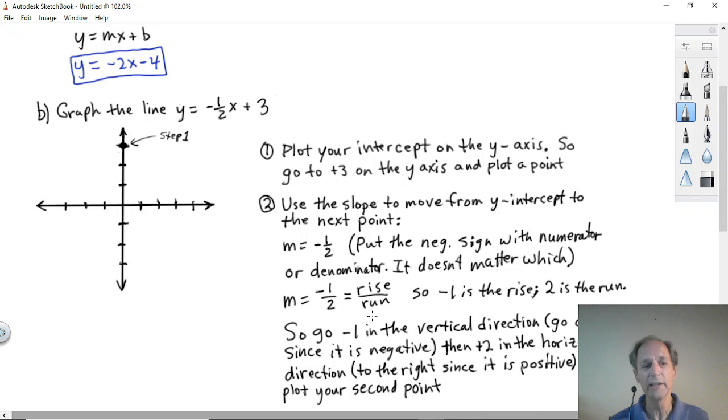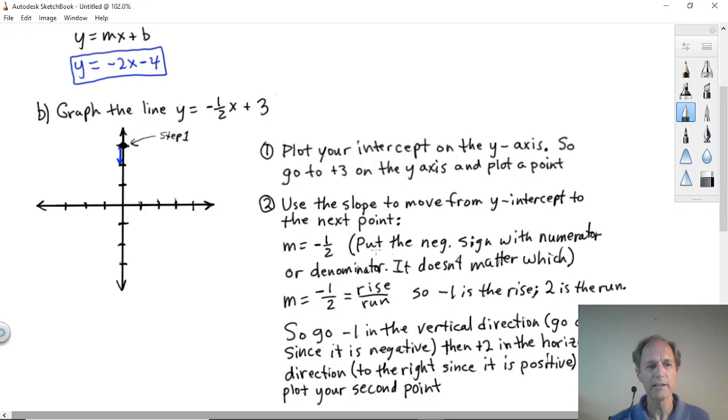And all we do then is go, starting at that point, negative 1 in the vertical direction, that is, go down 1 because it's negative. Vertical means up and down, but do you go up or do you go down? Well, it's negative 1, so you go in the negative direction, which is down. Okay, and so let's see what that looks like.